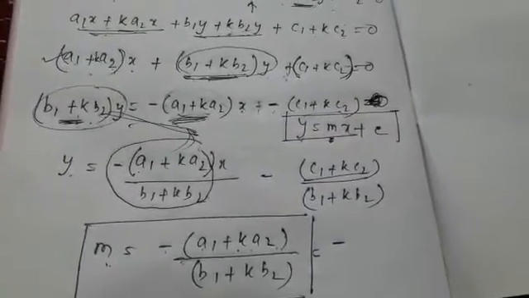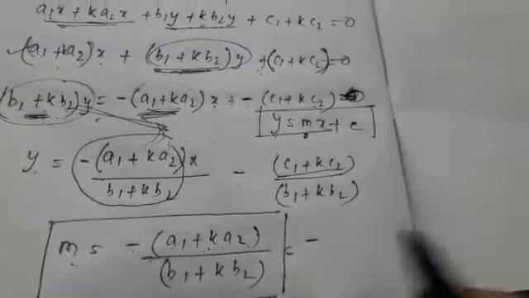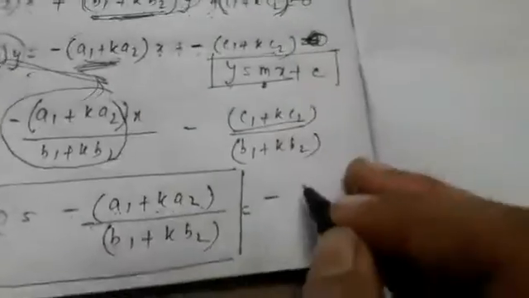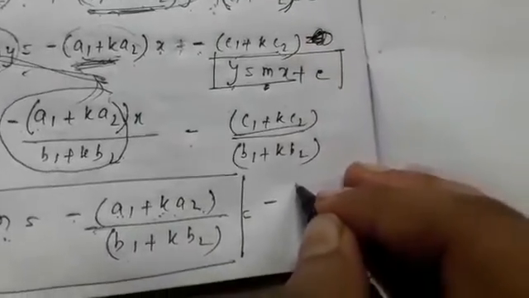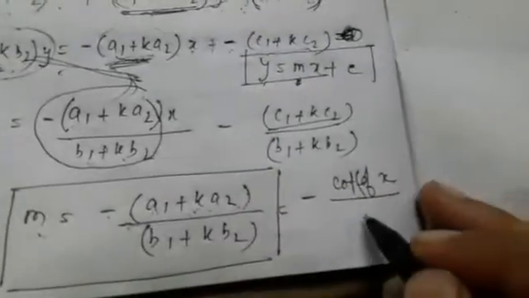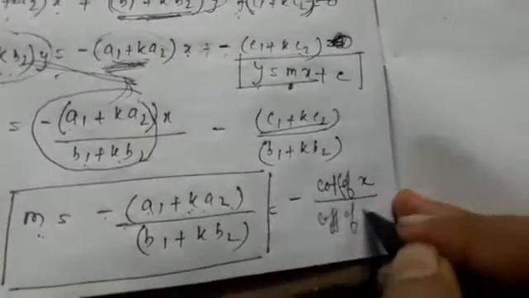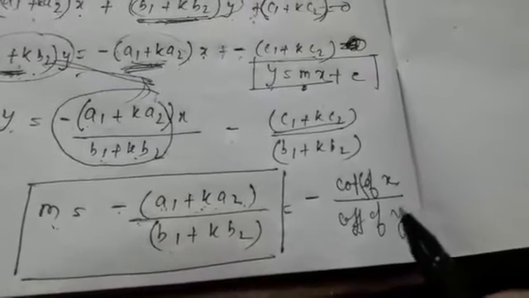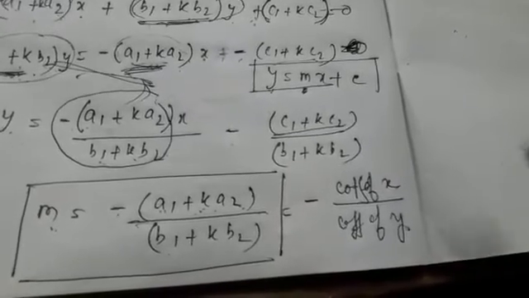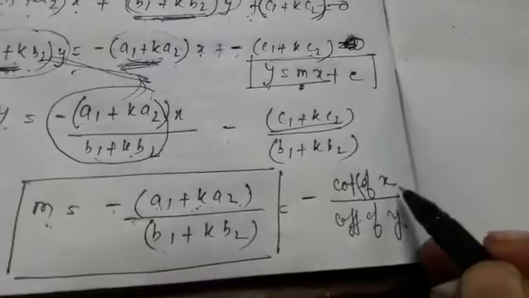In the next videos we are going to continue with the numericals, you will understand better. So now see, this a1 plus ka2 is nothing but the coefficient of x. So the formula actually reduces to minus coefficient of x by, now see, what is b1 plus kb2? It is the coefficient of y. So this is the formula of slope of a family of lines which is passing through the intersection of two given lines. The formula of slope is minus coefficient of x by coefficient of y.